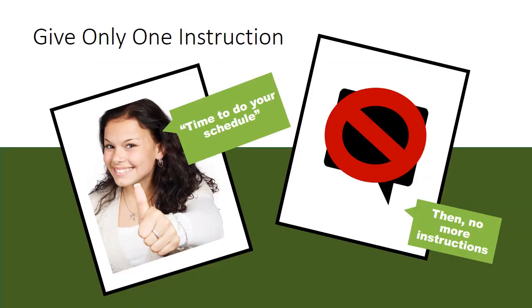Your child needs to know what is expected. Giving only an instruction to start and no other instructions as your child completes the tasks helps to ensure your child learns to finish the schedule without help from others. Once you have given the initial instruction, your child should complete the tasks with the minimum amount of help necessary. Again, avoid giving any further verbal instructions after the initial instruction.